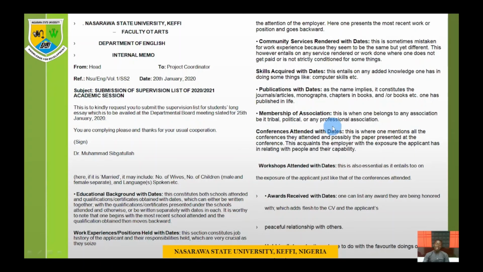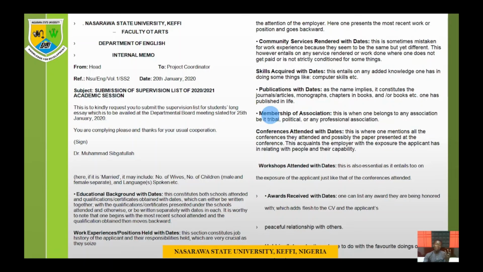The next thing is, though this one is optional, as it has to do with who is writing the CV, it is called publications with dates. If you have published any book in your life, or journal articles or monographs or chapters in books and the rest, you can put them here. The titles, where you published them, then the dates, all are important to show your exposure in life. Then the next thing is membership of association. Here, if you are a member of any association, you can just put it.